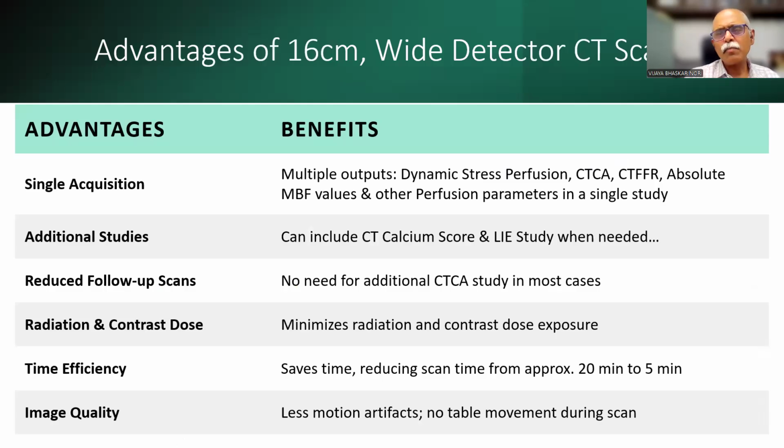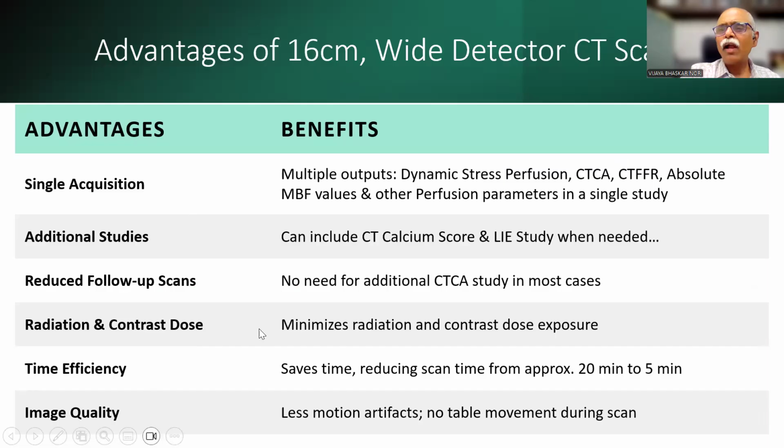The advantages of 16 centimeter are no table movement, so no step shear artifacts, reduced follow-up scans. We can do this now with recent scanners. I have done most of the studies using a 70 kV, low kV technique, so the radiation dose is very less.